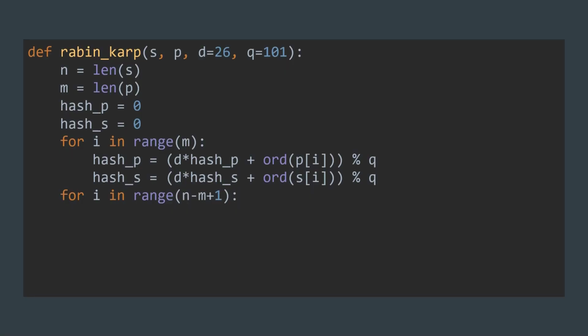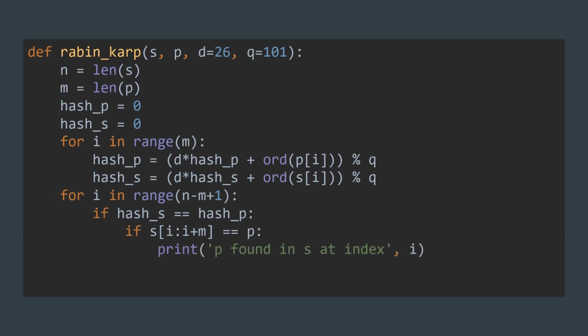Next step, we can start traversing indices of s to compare and update. First, we compare the hash of our window, hash s, with the hash of our pattern, hash p. If they're equal, we double check by comparing the strings themselves. We compare the next m characters of s starting from i with p. If they're equal, then we found p in s at the index i.